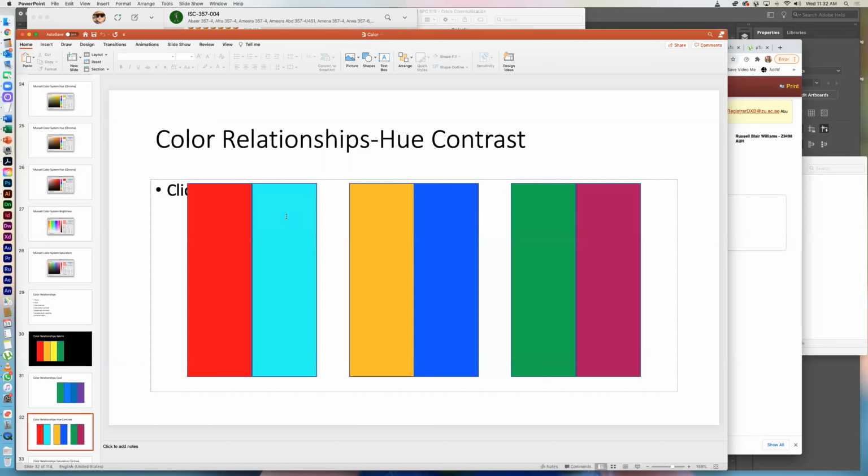Okay, so then we can look at relationships. Okay, hue contrast. So this is red to cyan. This is orange to blue. This is green to cranberry. Essentially these are 180 degrees apart on Munsell's wheel. These are exact opposites of one another.